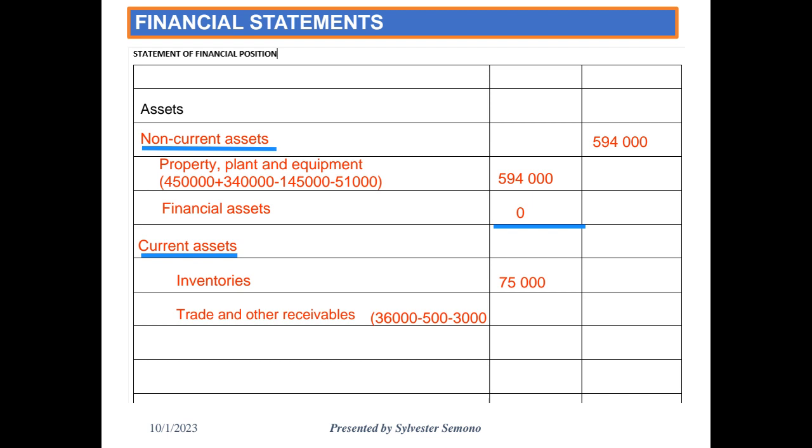I'm gonna add that amount. How much you said is the prepaid? 5,000. So you must, this is what we found. So we just have to add everything, and that will give us our trade and other receivables.